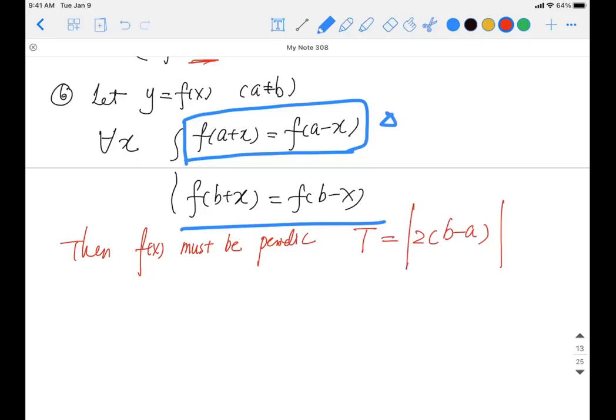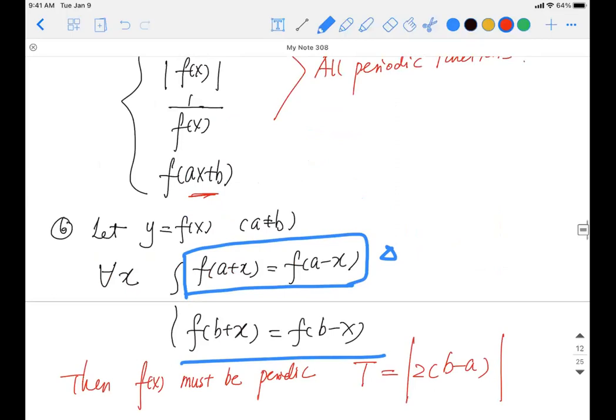Because for any given x, f(a+x) equals f(a−x). That means it is symmetrical about x equals a, because the y value of a plus x and a minus x has the same value. And that's how it works. Is that right? You guys agree with Wayne?